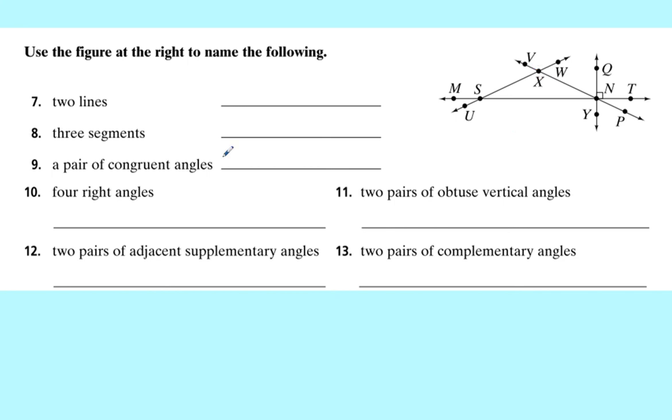Okay, so let's answer these now that we've spent all that time. We knocked out these first four. Two pairs of adjacent supplementary angles. Okay, so we just went over this. We find a straight line. We pick two angles that make that straight line. And that's it. So let's say VP. That's the line we care about. What two angles can we look at that make up this line VP?